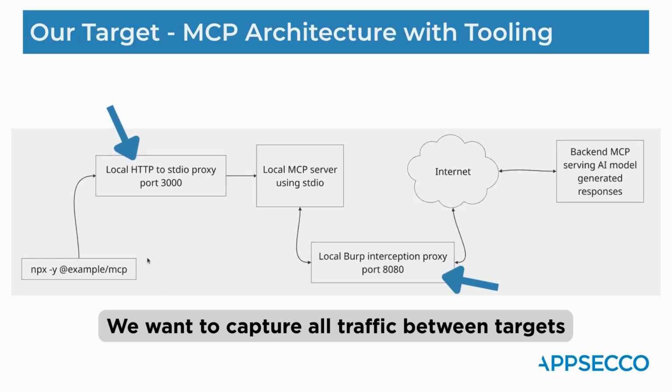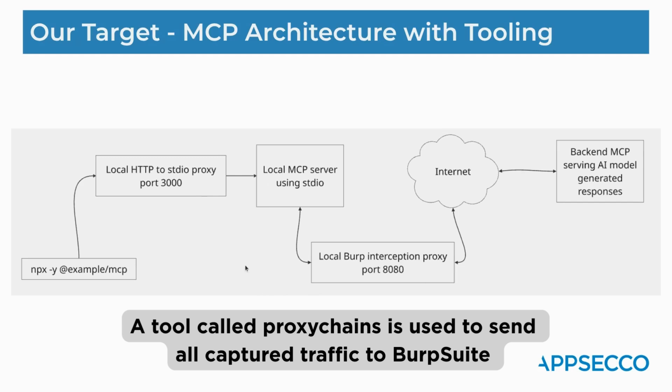The MCP client has a local HTTP-to-STDIO transport proxy running on port 3000 and a local Burp interception proxy running on port 88. Proxychains is used to send traffic through Burp while capturing both the STDIO traffic as well as the backend API calls. Let me quickly demo the client view.